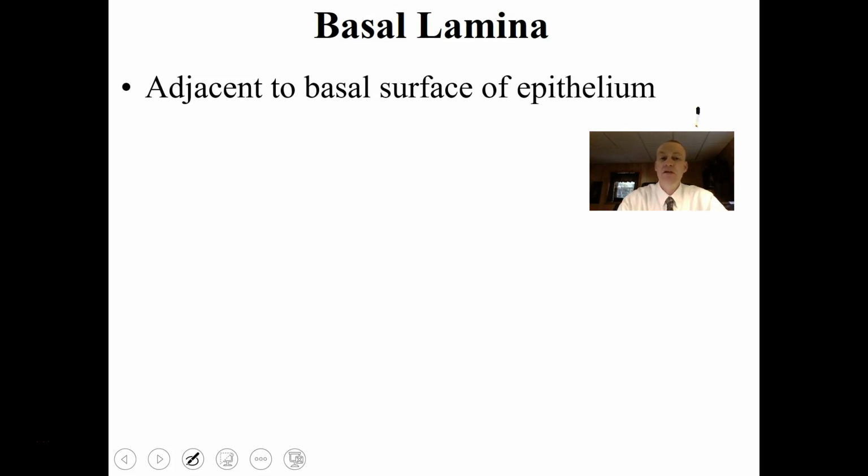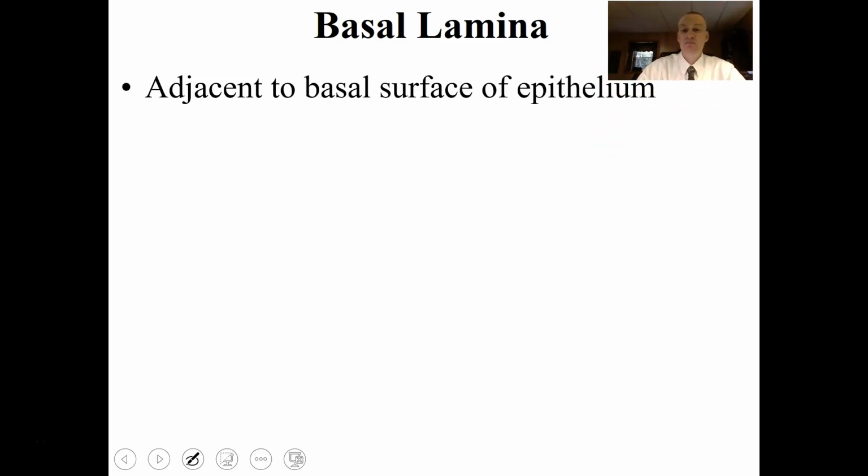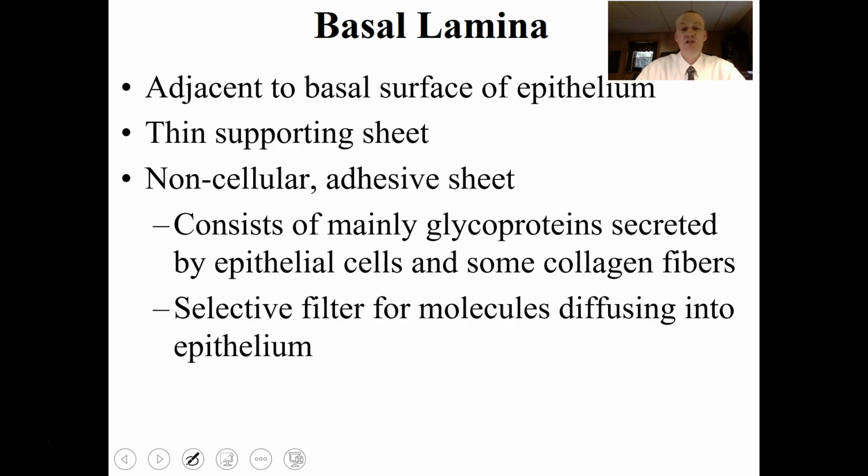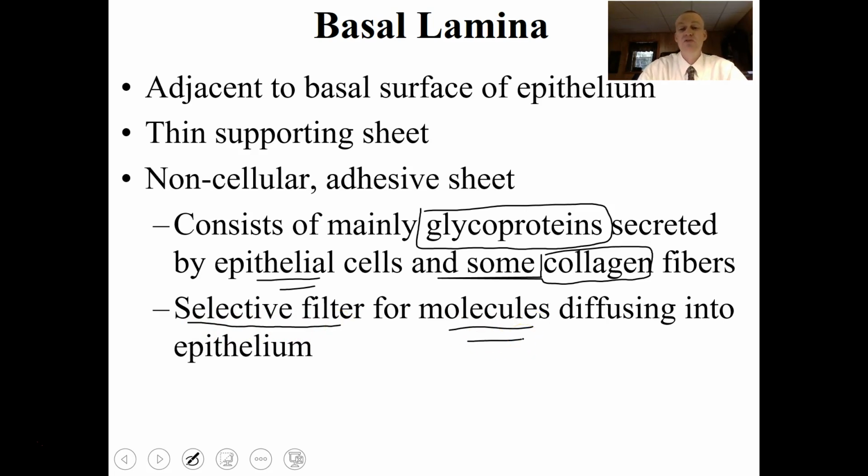The basal lamina is adjacent to the basal polar surface of the epithelium, and it's a very thin supporting sheet. It's non-cellular and it's adhesive. It consists mainly of the glycoproteins, proteins that have carbohydrates attached to them, and these are secreted by the epithelial cells. This basal lamina also has collagen fibers. Collagen fibers have great strength to them and will allow for the cells that are attached to the basal lamina to be connected pretty tightly. So it is a selective filter, so there are molecules that can move through that proteinaceous layer from underlying tissues or from the epithelial cell to the underlying tissues.